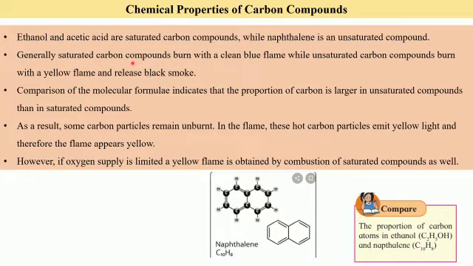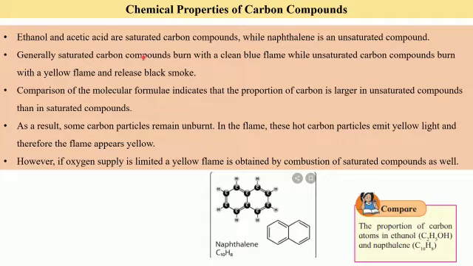Generally, saturated carbon compounds burn with a clean blue flame, while unsaturated carbon compounds burn with a yellow flame and release black smoke. So this is evident from the LPG gas that we make use of at our home as cooking gas, and when we ignite the gas, it burns with a clean blue flame, which is also called an oxidizing flame.